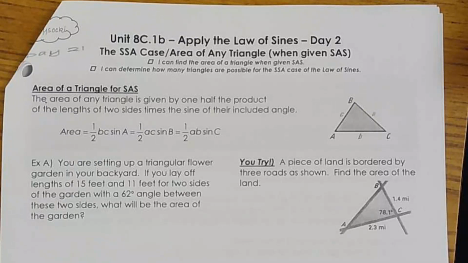So we're going to start with the area part first, and then we'll move into what do we do when there's a special case called the SSA case, specifically when working with law of sines. So here's the beginning part with the area of a triangle for SAS.